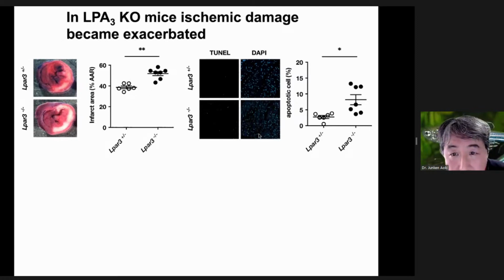And also, as you can see here, apoptotic cells, as judged by TUNEL staining, the number of apoptotic cells increased in LPA3 knockout mice after MI treatment.